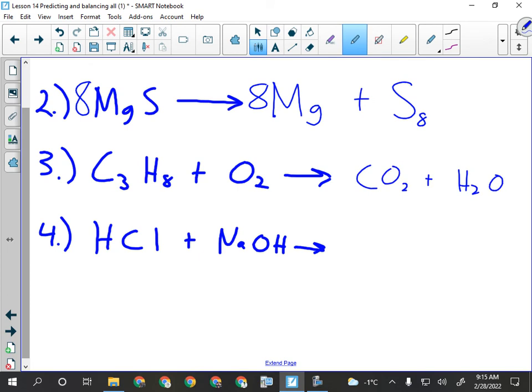Okay. There are 2 rules for balancing a combustion reaction. Balance it alphabetically and the rule of 2. Do I need both? When do I apply the rule of 2?